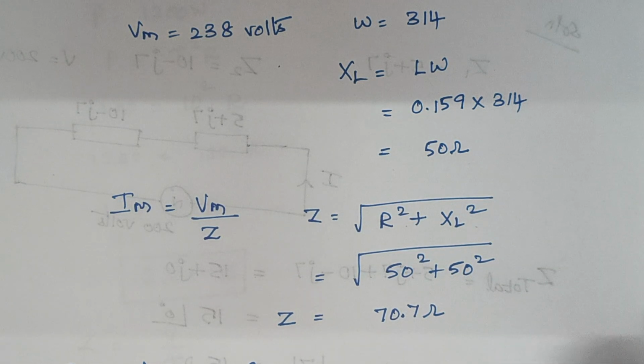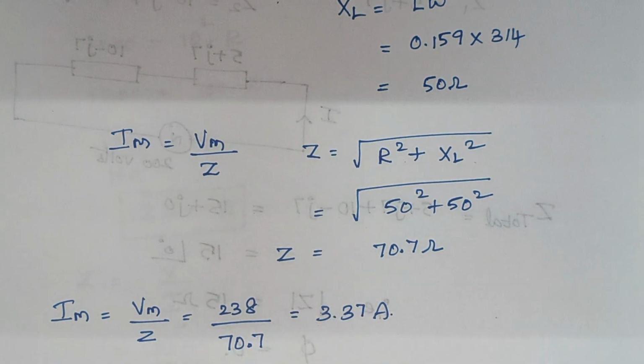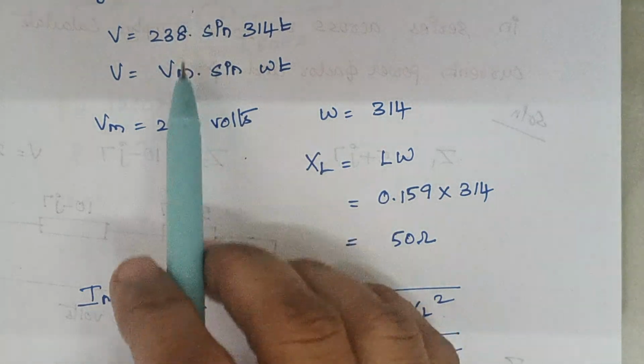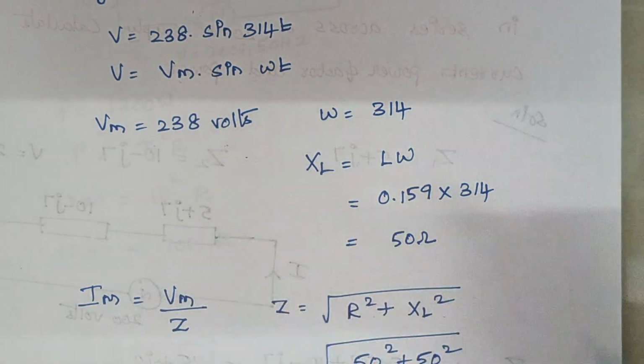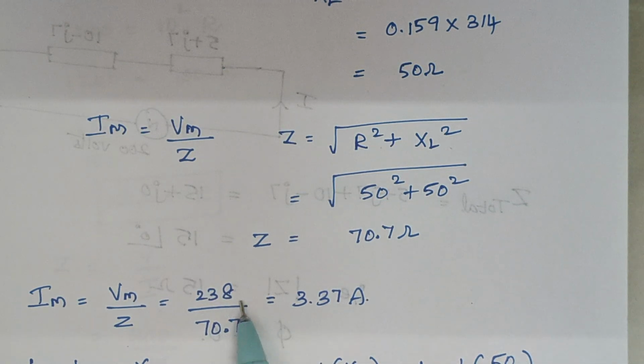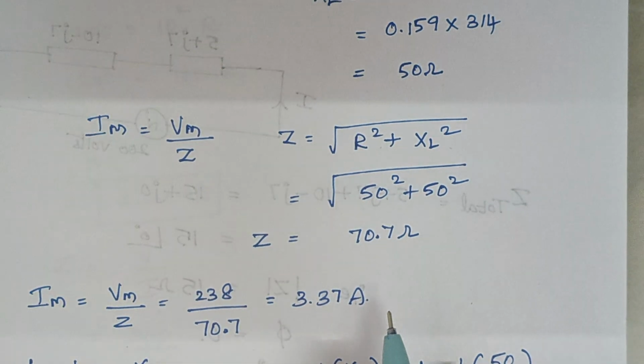And the next thing is we are going to calculate Im. Im is given by Vm by Z. By comparing the two expressions, we had calculated Vm. So just substitute the values: Vm is 238 and the value of Z is 70.7. That gives the answer as 3.37 amps.